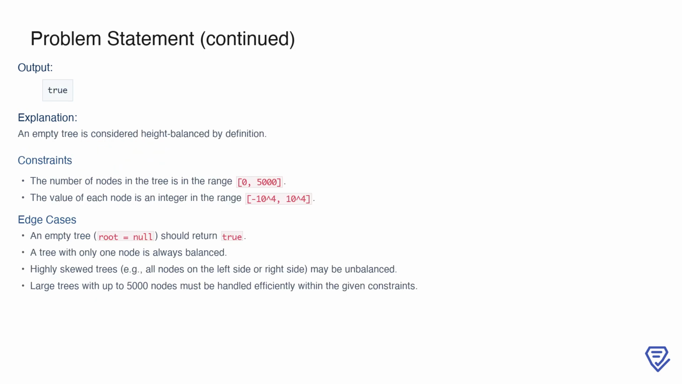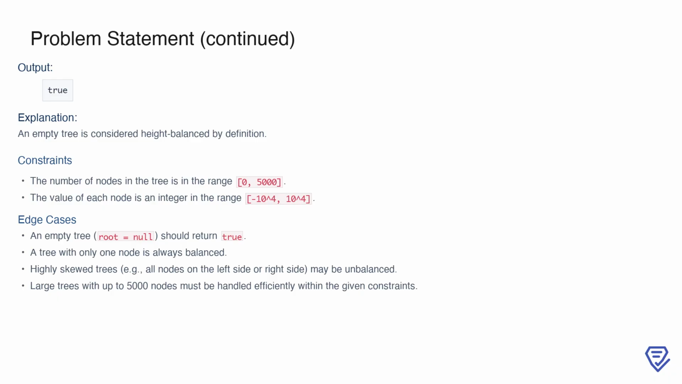In the third example, we consider an empty tree, which is represented as an empty array or null. By definition, an empty tree is always considered balanced, as there are no nodes to create an imbalance. The function will simply return true in this case.